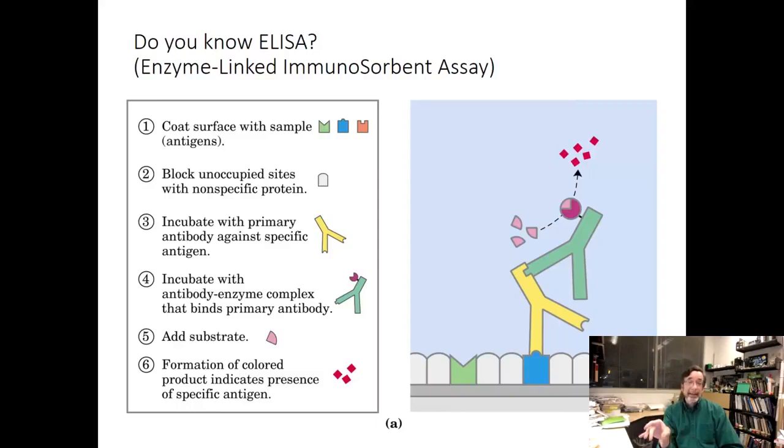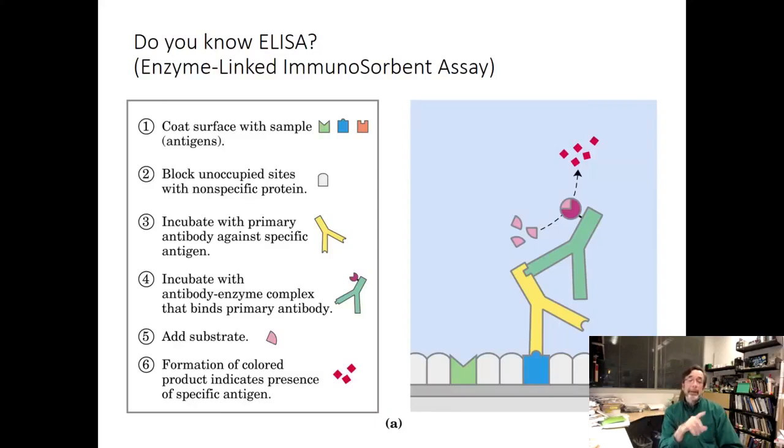You need to see that it's there. So then you add a secondary antibody that has an antibody enzyme complex. It has some way to see what it is. The secondary antibody binds the Fc of the primary antibody. That's the key idea here. You want to see that.